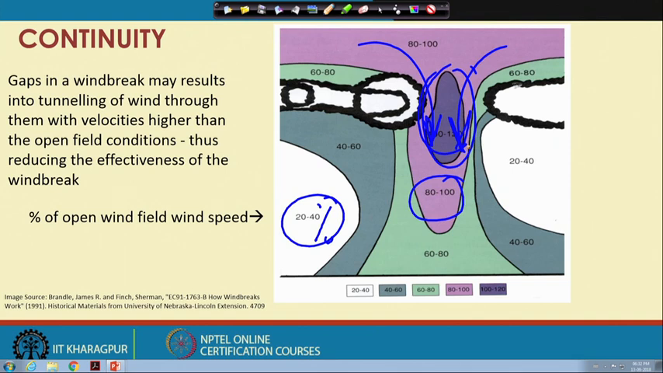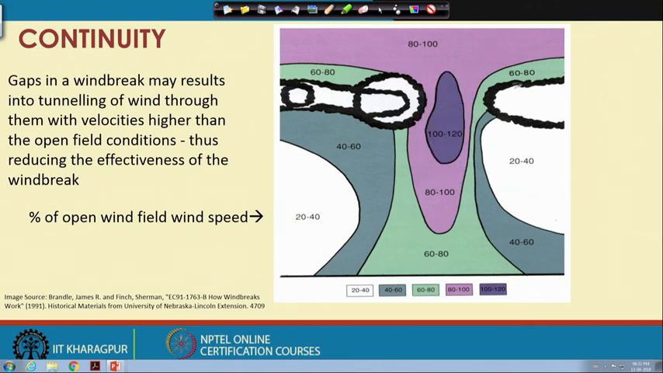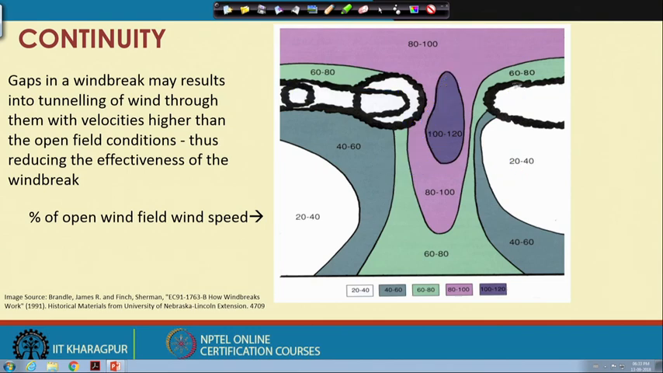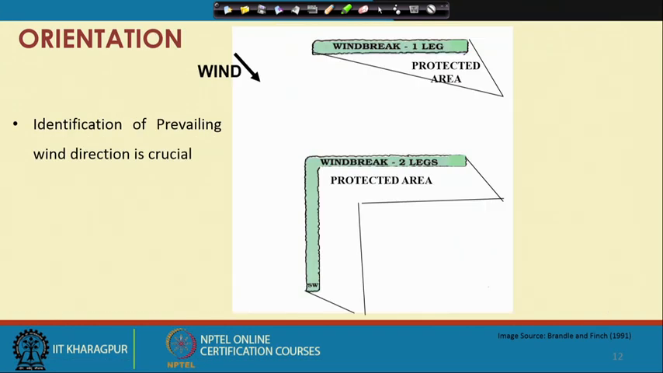So care has to be taken that gaps should be avoided. If it is unavoidable, for example if you want to place some gaps in between to allow an access lane, then you can think of choosing multiple rows of windbreaks, and the access lane can be provided at some angle to the prevailing wind direction. Then the effect of the gap can be minimized, and effectiveness can still be achieved.